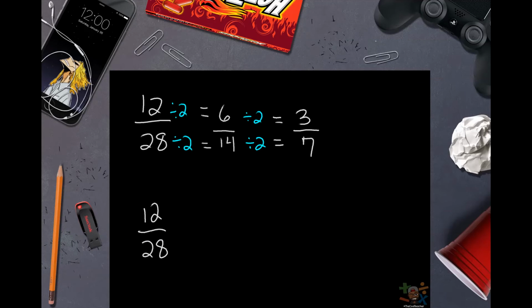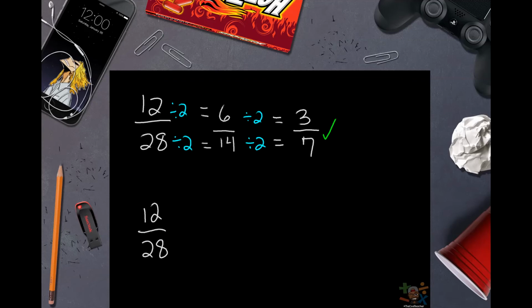That's my new denominator. Now let me see if anything can go into 3 and 7. Now 1 goes into everything, so we don't count that. All right, so what else goes into 3? 1 and 3. Okay, does 3 go into 7 evenly without giving you a remainder? It does not. So guess what? 3 over 7 is our simplest form. Okay? That is the simplest form for 12 over 28.